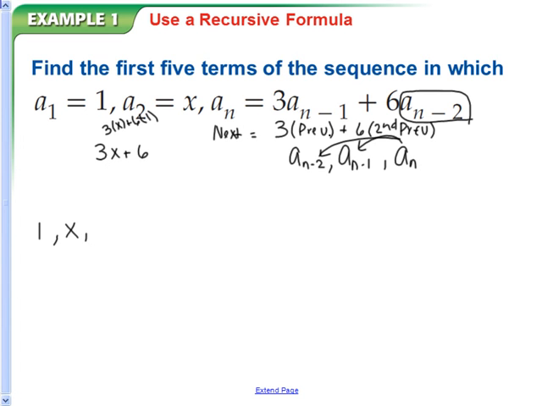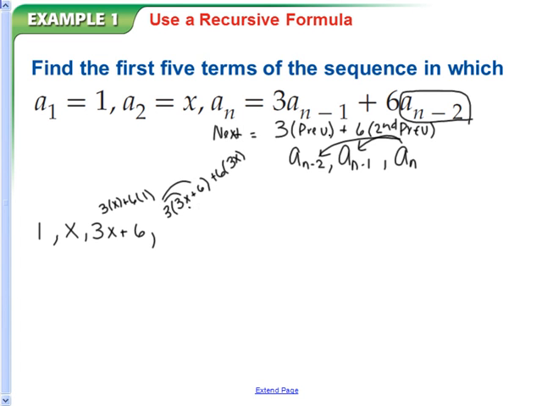I'm going to pull these down a little bit. Give myself some more room. Okay, so now I take 3 times the previous plus 6 times the second previous. Okay, I'm going to have to do some work here. Distribute through. 9x plus 6 plus 18x. That makes 27x plus 6.